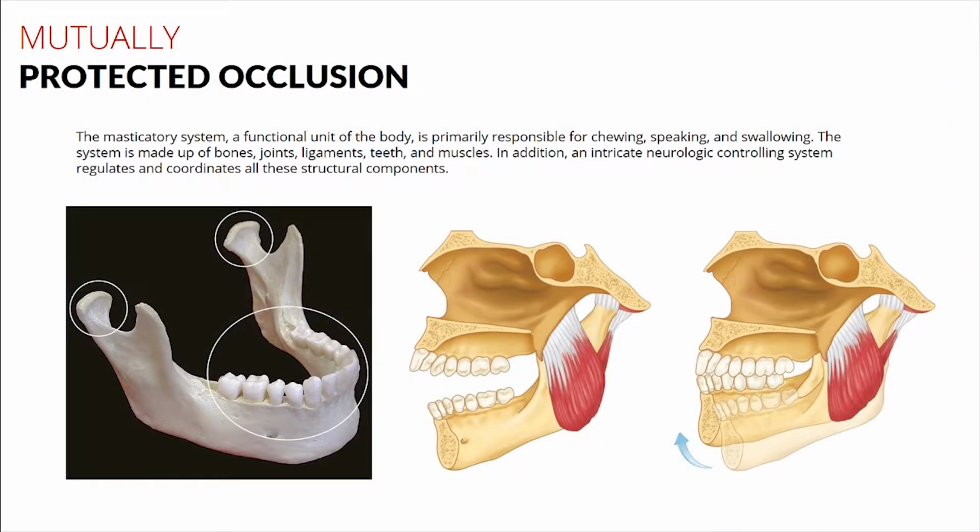So as we look at our masticatory system, we see that it can be broken up into different components. So we have our joints, we have our teeth, and we have our muscles, and also the neuromusculature that coordinates and controls those three components. So we can see that they all function in a coordinated manner, and the system is made up of the bones, joints, ligaments, teeth, and muscles. So we can see that our teeth here are connected to the jawbone via a PDL.